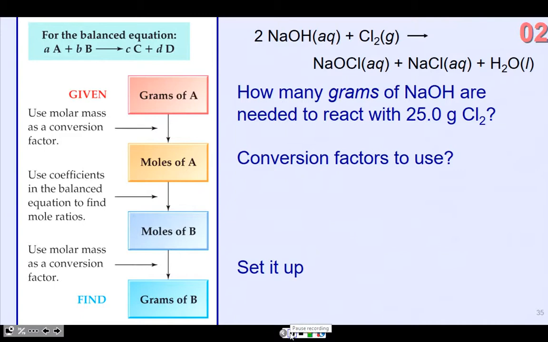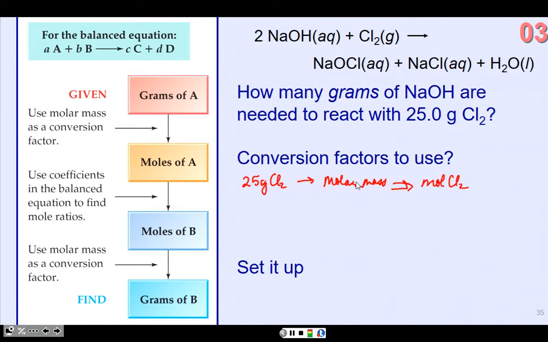Another way of looking at that is using a chart that's shown in your textbook. For any balanced equation, you're going to be going from grams of A to moles of A to moles of B and grams of B. And sometimes there are going to be intermediate portions of this, but we're going to give you the full method here. So how many grams are needed? If you have 25 grams of chlorine, we need to be able to get to moles of chlorine. In order to do that, we will use the molar mass of chlorine to give us the moles of chlorine in the reaction.